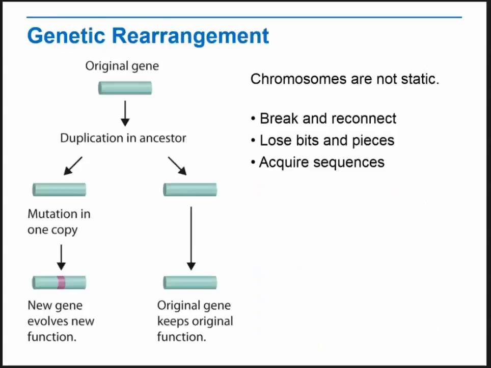Chromosomes are not static DNA sequences. They can break and reconnect, lose bits and pieces of DNA, and acquire DNA sequences from viruses, microorganisms, and even other chromosomes. In fact, exons from one gene can mix and combine with exons from other genes. A sequence coding for an ATP binding region from one protein can combine with a sequence coding for a catalytic region from another gene, and a sequence coding for a regulatory region from still another gene. These changes can produce new genes that code for completely different proteins.